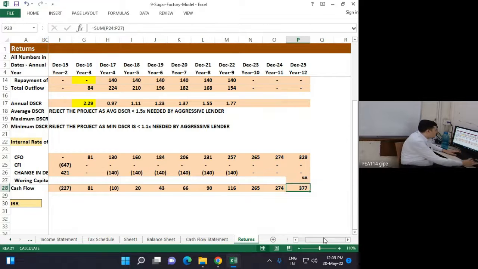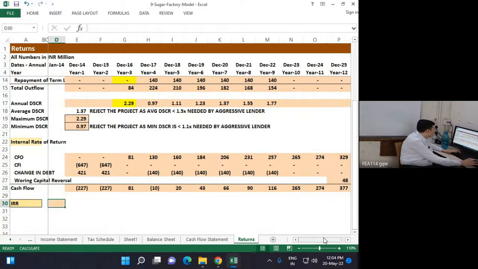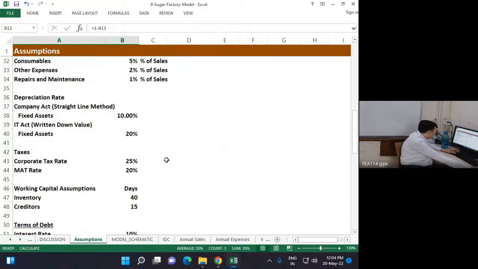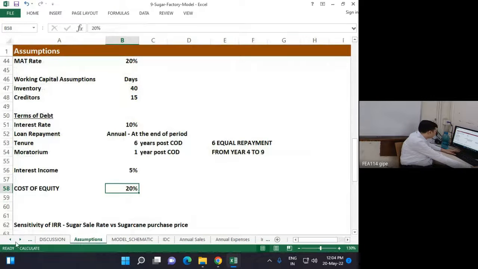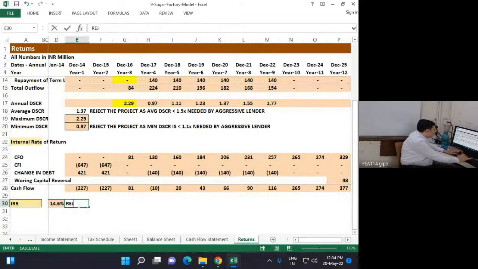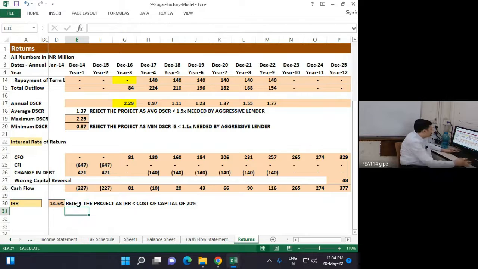Correct. So IRR is, project IRR comes out to 14.6 and cost of capital कितना है, 20%. So comment will be reject the project as IRR is less than cost of capital of 20%.